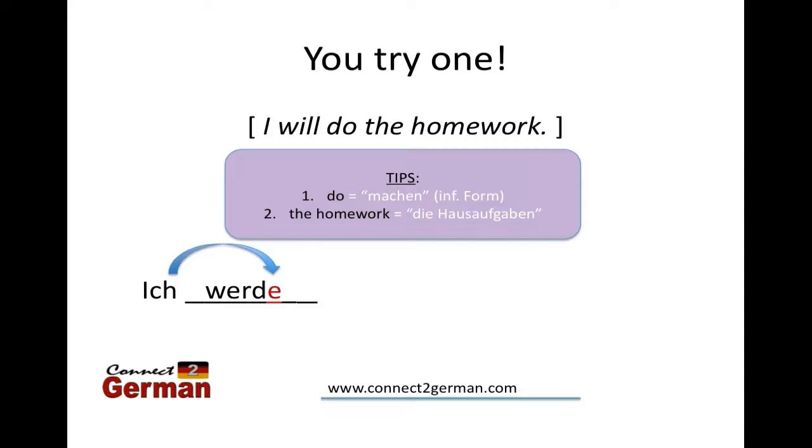Now the rest of the sentence. How are we gonna say do the homework? Is the homework gonna be first and then the action verb at the end? What are we gonna do? Well, you are right if you said we need our direct object here before our infinitive, which is die Hausaufgaben. Now we need our action verb, which is machen. Ich werde die Hausaufgaben machen. Action verb at the end in the infinitive form. Not conjugated according to the subject because you already had one verb do that. In this case, werde.